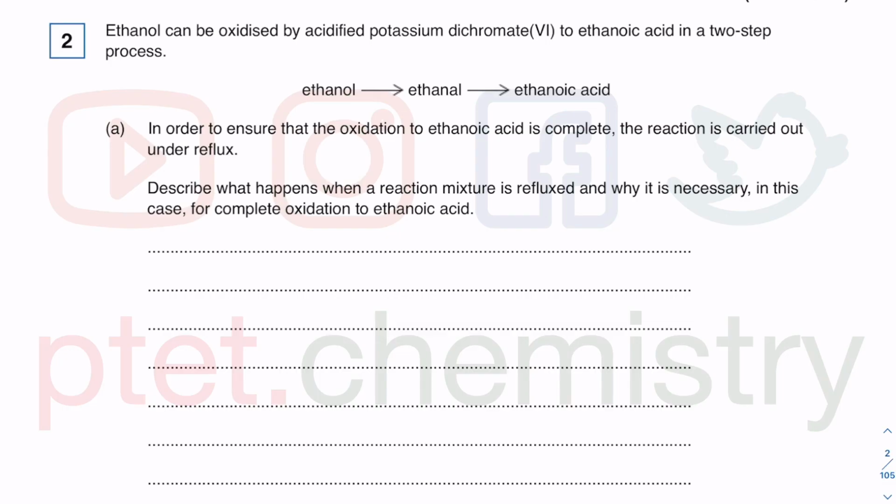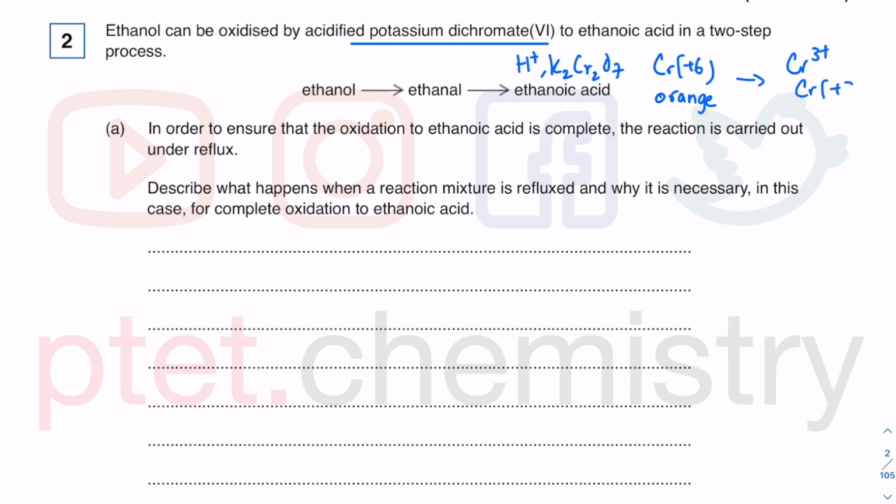In this question number 2, ethanol can be oxidized by acidified potassium dichromate(VI). We talked about this earlier, the H+, the K2Cr2O7. This is chromium +6, dichromate(VI), that stands for chromium +6 there. Very important oxidation number. You go to chromium 3+, which is chromium +3, orange to green coloration.